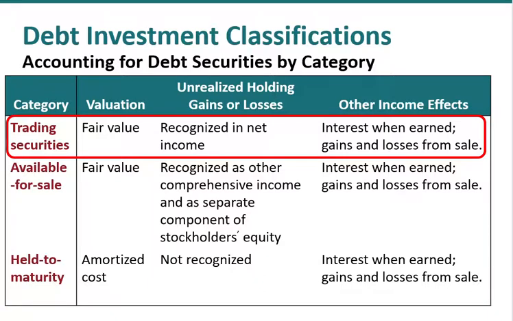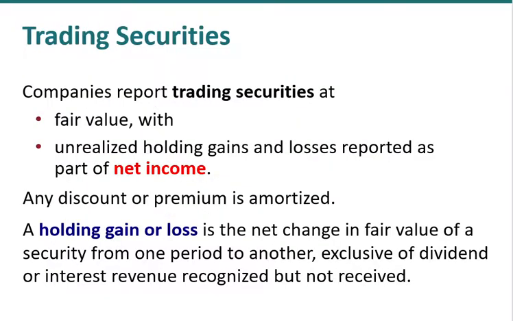From a valuation perspective, we record them at their fair value, and any unrealized gains or losses are reported as part of net income. So again, record them at fair value. Unrealized holding gains and losses are part of net income, and that gain or loss is determined as the difference between the fair value on the balance sheet date and the amortized value of that debt security. And we record that unrealized holding gain or loss separate from any interest income, or dividends in the case of stock.